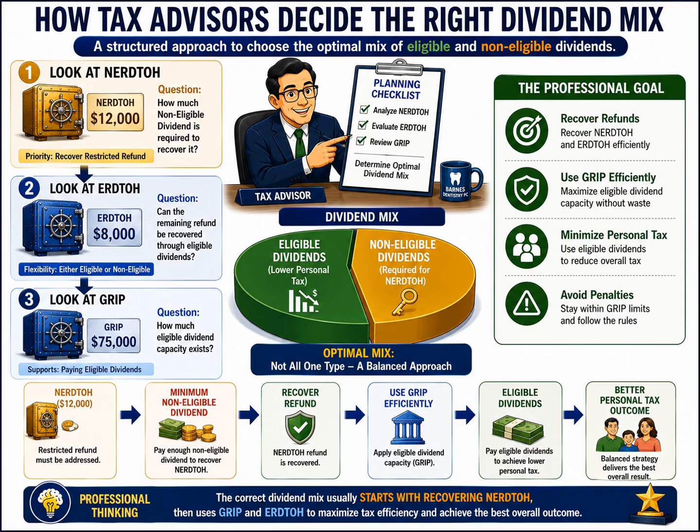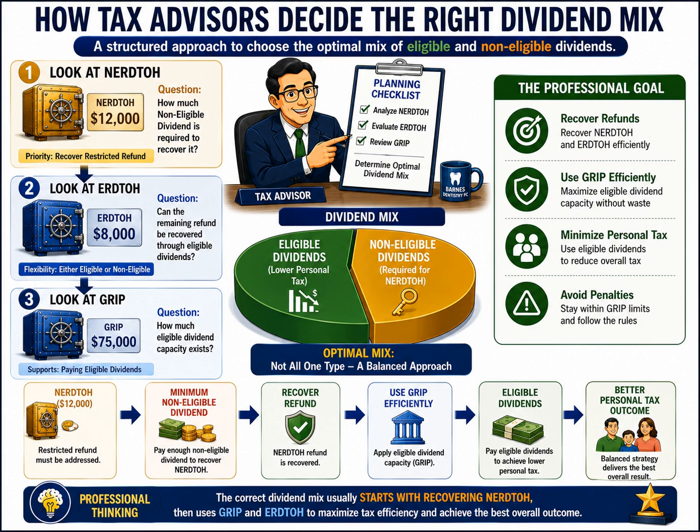We've now reached the heart of dividend planning. Natasha's corporation has GRIP, ERDTOH, and NERDTOH balances. The question is no longer about understanding the rules. The question is how to use those rules to create the best overall tax outcome. This is where tax advisors follow a structured decision-making process. Let's walk through it step by step.